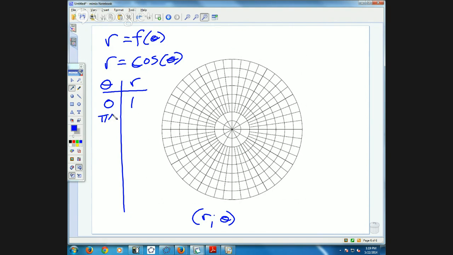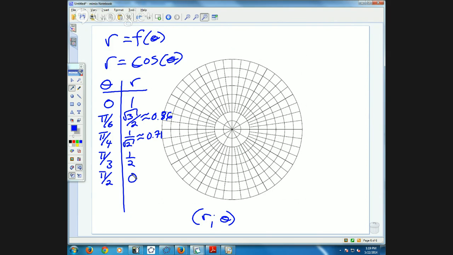If theta equals pi over 6, what's the cosine of pi over 6? Square root of 3 over 2, which is approximately 0.86. At pi over 4, my next special value, what's cosine of pi over 4? Square root of 2 over 2, or 1 over the square root of 2, which uses less ink. It's approximately 0.71. At pi over 3, I get 1/2. And at pi over 2, I get 0.